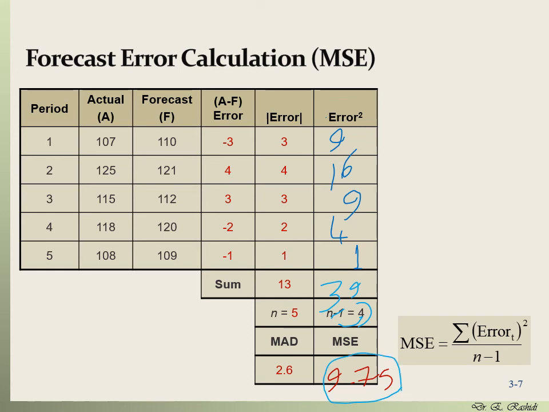All right, so we computed MAD and MSE. MAD is 2.6. MSE is 9.75. When you have multiple forecasting techniques and you have applied them, you can use any of these metrics, MAD or MSE, to compare the values from each forecast to decide which one is better, more accurate. The lower this value, the better.